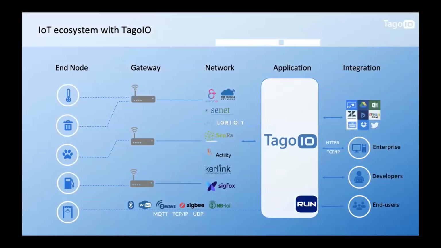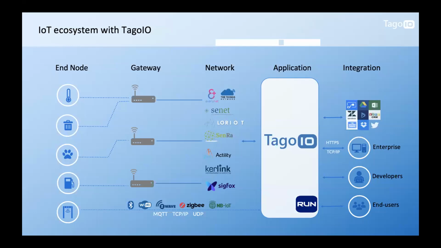So that's the IoT ecosystem that shows where TagoIO is in the system. Basically, Tago has two main things inside. We have the TagoIO itself, that's the platform where you're going to build things, connect the device, store data, and then you have the Run. Today, the focus is the Run.